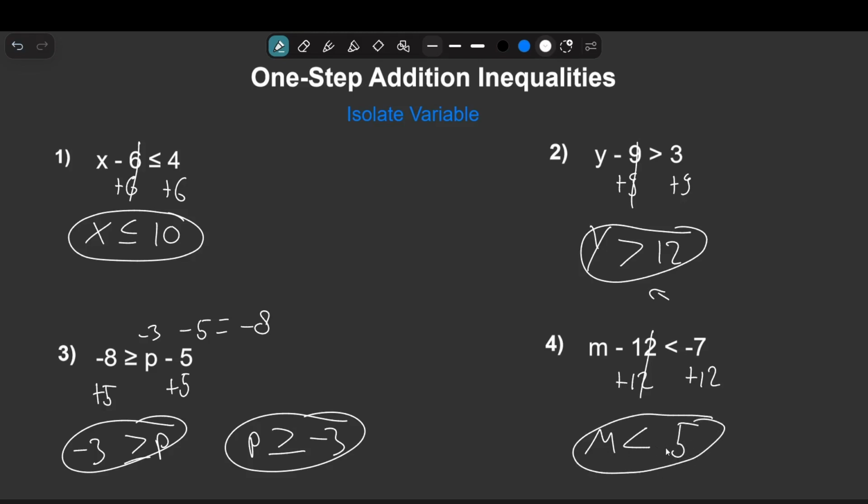Again, we can check this by plugging something in. So we have to give the m a value below 5. So let's give it the value of, let's say, 4. If you do 4 minus 12, you will have minus 8. So that will be the correct answer of our final example.